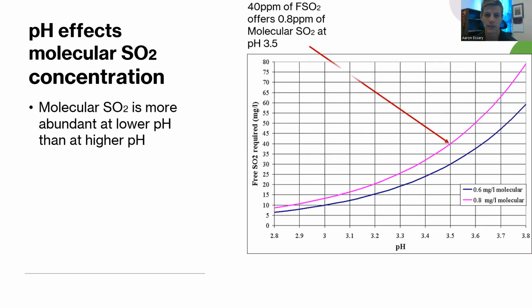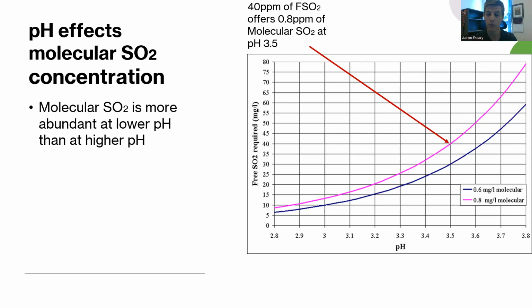If you look here, let's go to a pH of 3.5. Okay, you have a pink line and a blue line. This is saying that at a pH of 3.5, if you were to add 40 ppm of SO2, you're actually only going to get 0.8 ppm of molecular SO2. The rest is going to be in bisulfite form. Does that make sense? So the x-axis is your pH, the vertical y-axis is your free SO2 ppm. Milligram per liter is the same thing as ppm.